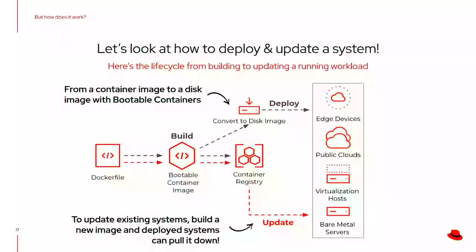To update existing systems, you also build this image to be updated and push it to the registry. Once that's pushed there, the deployed systems on the right can then pull the new image from the registry and then reboot into the new image for the update.